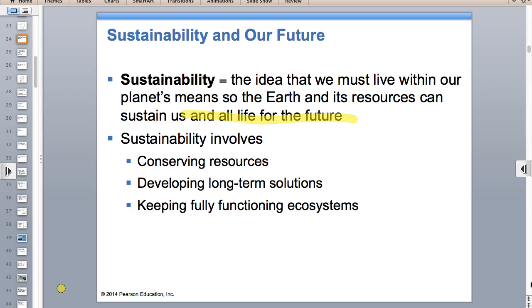So, like I said, if we're living sustainably, generation after generation after generation can continue on with the same quality of life that we have. We're not going to run out of stuff. So, that really involves conserving things, developing long-term solutions, and keeping fully functioning ecosystems. Otherwise, things will fall apart.